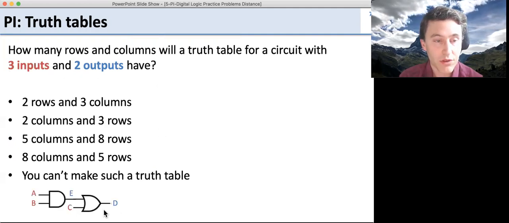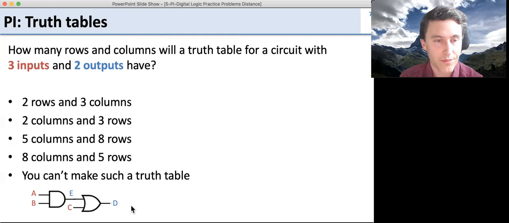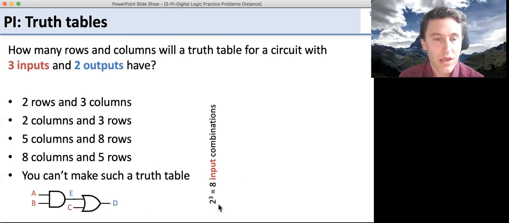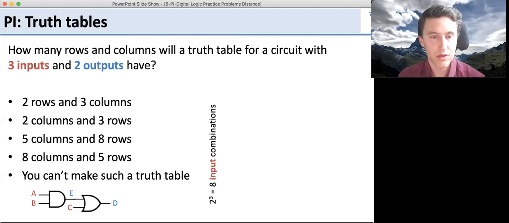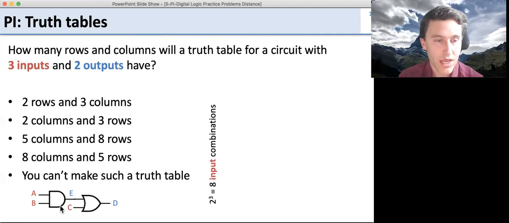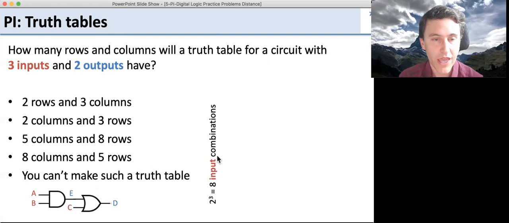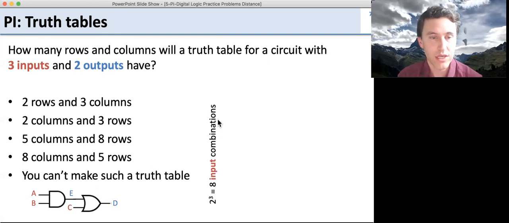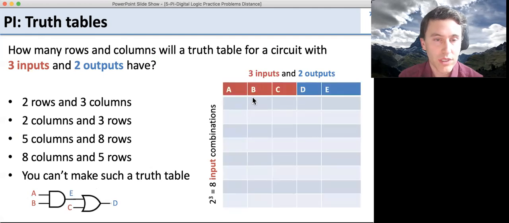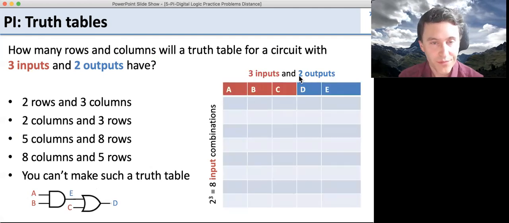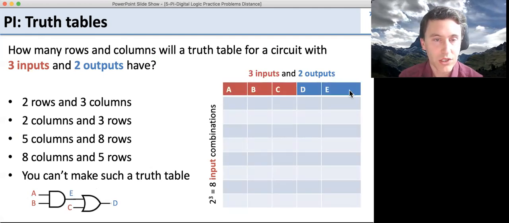So here's an example of this sort of a circuit. So we've got 3 inputs, A, B, and C, which go into the circuit, and 2 outputs, E and D. So if we take a look at this, the truth table is going to go through all the possible combinations a circuit can do. So we have 3 inputs, so 2 to the 3 is 8 possible input combinations. So that means we're going to have 8 rows here. So we're also going to have 2 outputs. So here's our 3 inputs and our 2 outputs.